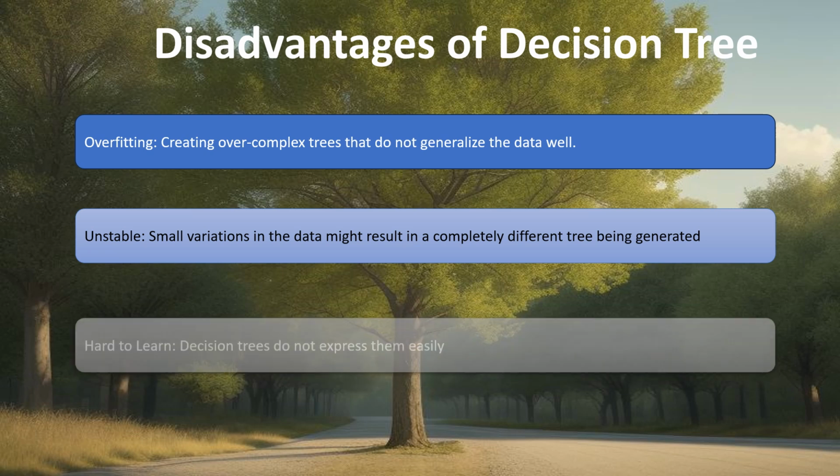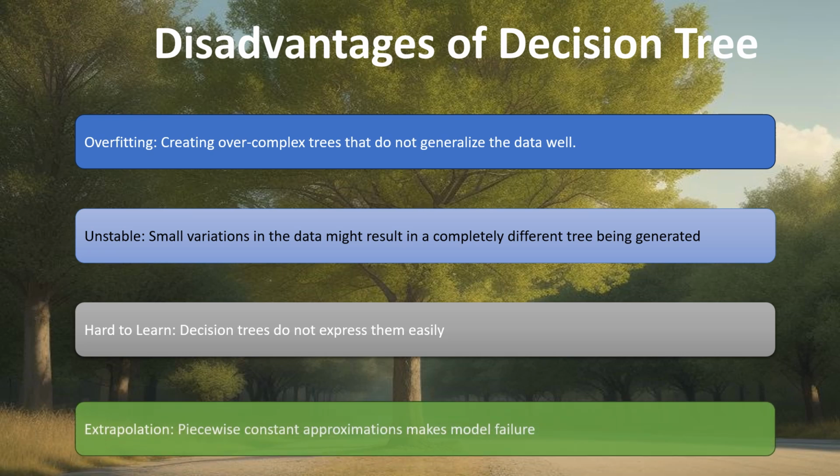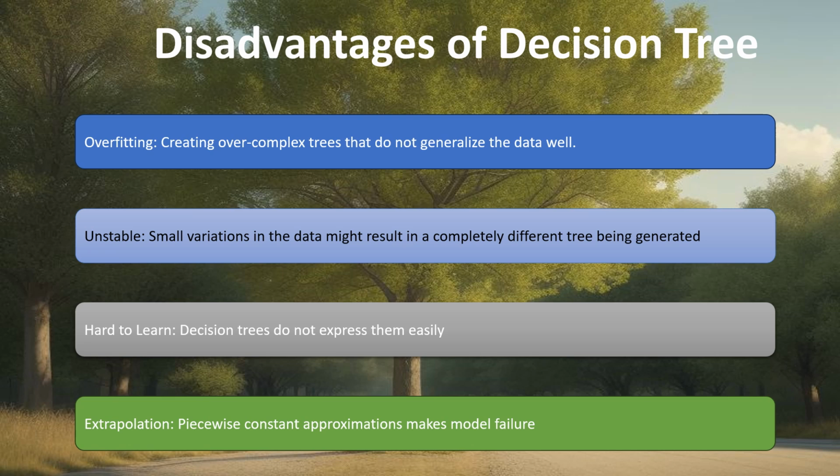There are concepts that are hard to learn because decision trees do not express them easily, such as XOR, parity, or multiplexer problems. Predictions of decision trees are neither smooth nor continuous, but piecewise constant approximations, which makes the model fail. Therefore, they are not good at extrapolation.